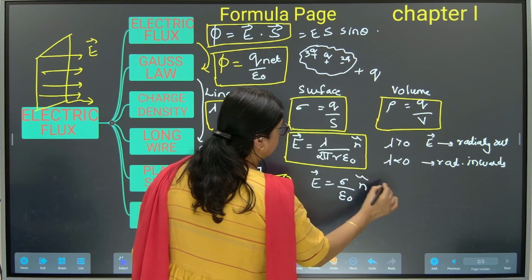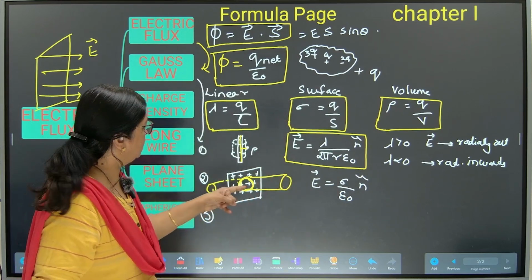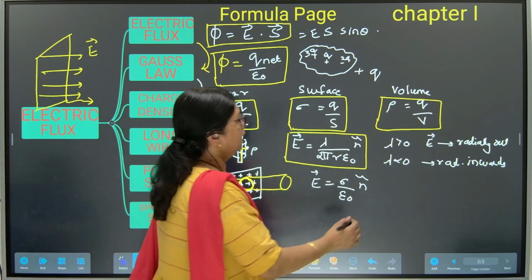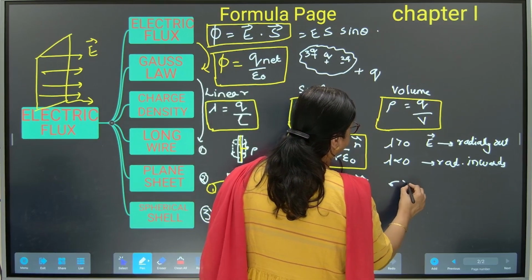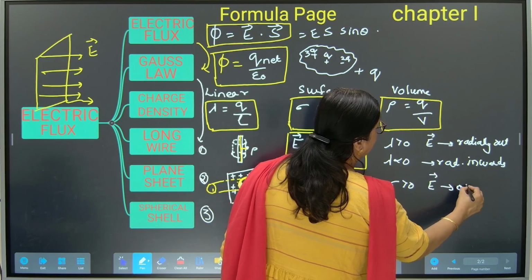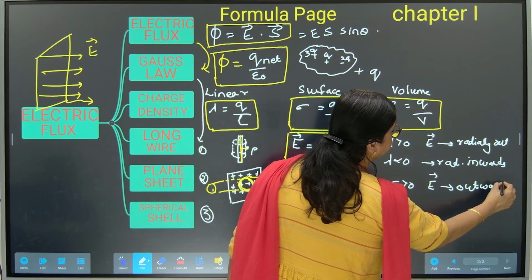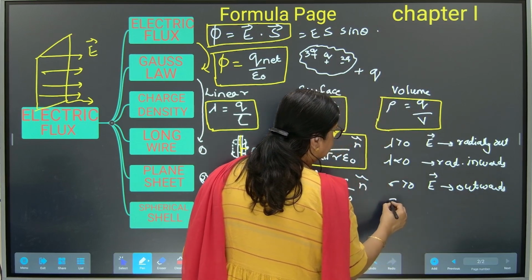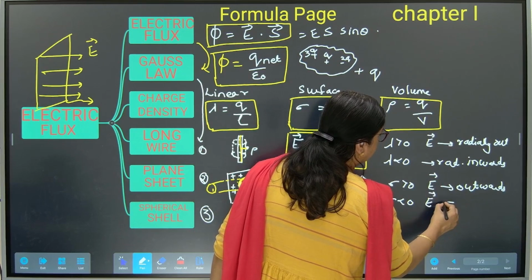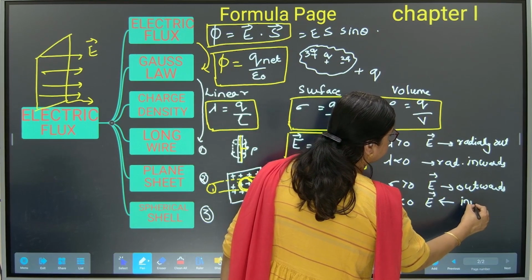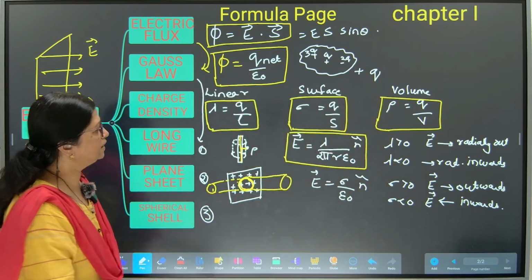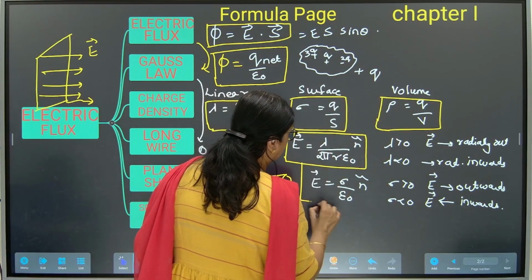where sigma is the surface charge density of this plane sheet. Again, if sigma is greater than 0, the electric field is radially outwards. If sigma is less than 0, that means negative, the electric field is radially inwards towards the sheet. Fine? This also we shall put in a box.